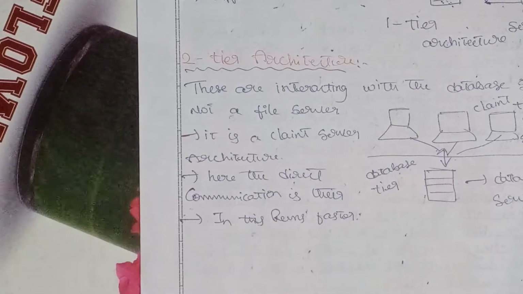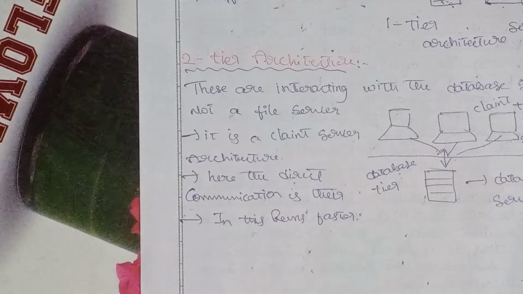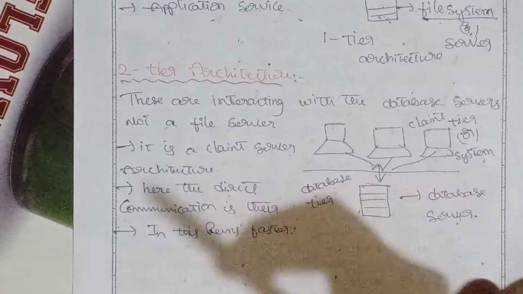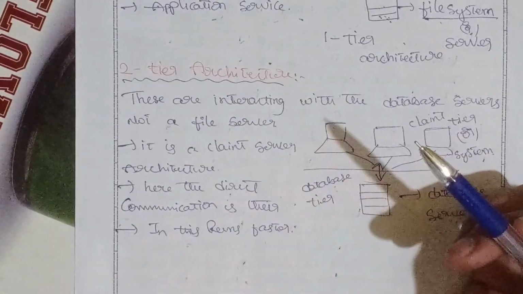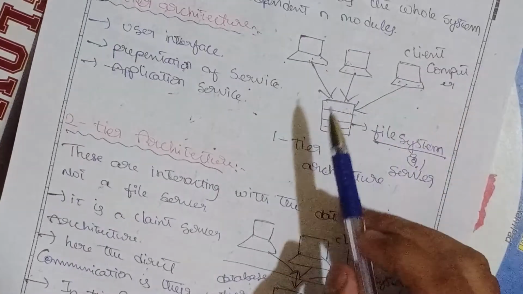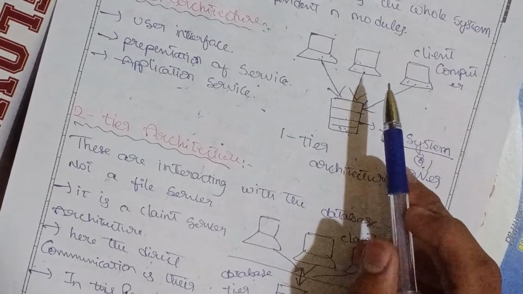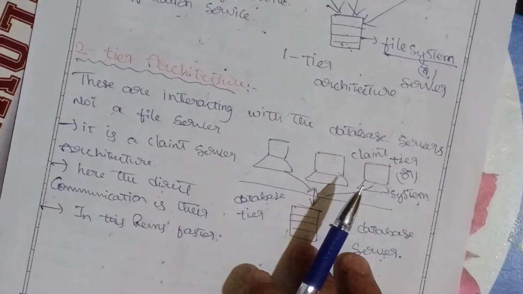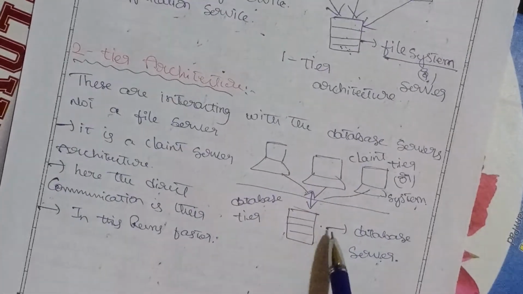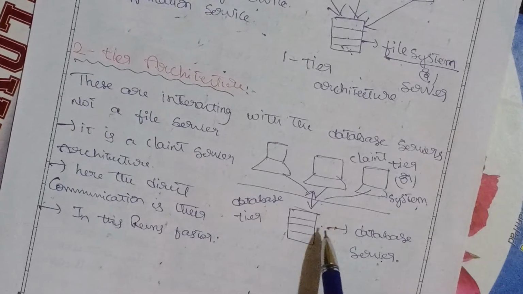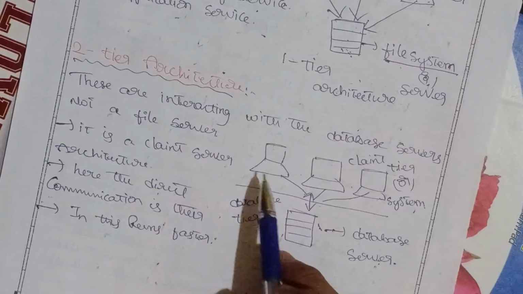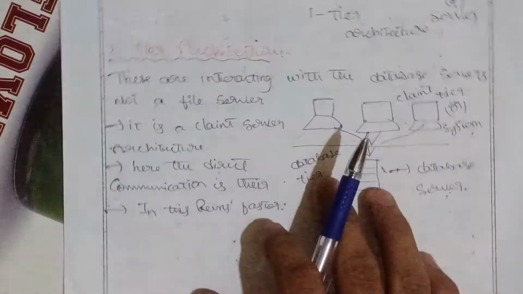Now we can see the next architecture. In one tier we use the client computers and file servers, but here we use the database servers. If you are using applications within an organization, it's better to go for two-tier architecture. Within an organization, a database server communicates with all the client computers present in the organization. Now we come to the third one.